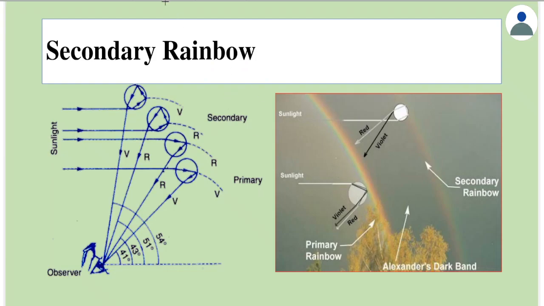As seen here, the secondary rainbow would have red inside and violet outside, and this is the primary where violet is the inner edge and red is the outer edge. As seen from here, it's very obvious that the primary rainbow would have more brightness than the secondary rainbow.